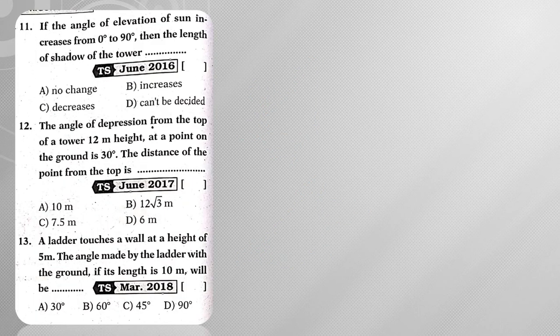Next, question number 11. If the angle of elevation of the sun increases from 0 to 90 degrees, then the length of the shadow of the tower. So what is he asking? If the angle of elevation of the sun increases from 0 to 90 degrees, then what happens to the length of the shadow of the tower? Now we already know tan theta is equal to height by distance. Now what is he asking? Length of the shadow, no?